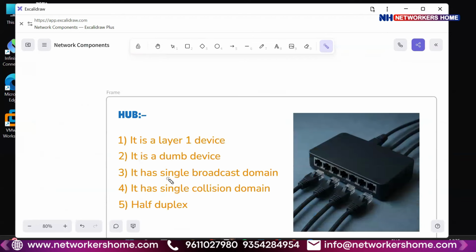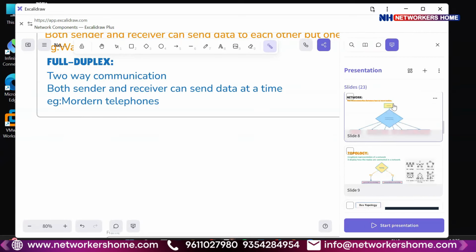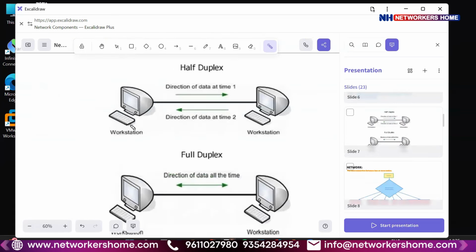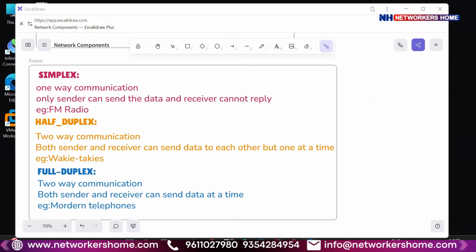Okay, here I have another diagram. See, half duplex means two PCs are there, with the direction of data one way at a time and then the other direction at another time. But full duplex means both at the same time. So this is called half duplex and full duplex. We are not using half duplex anymore. Our mode of communication is completely full duplex.